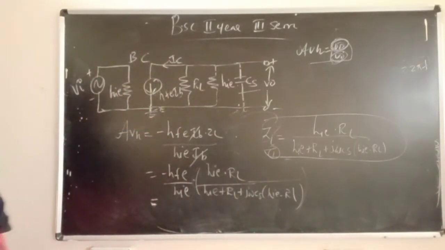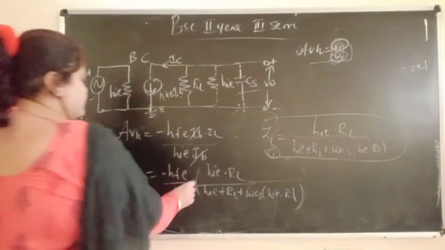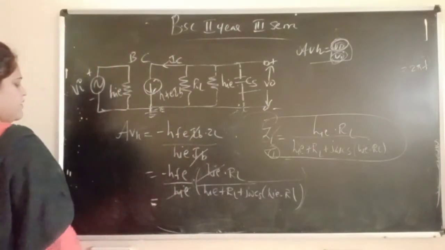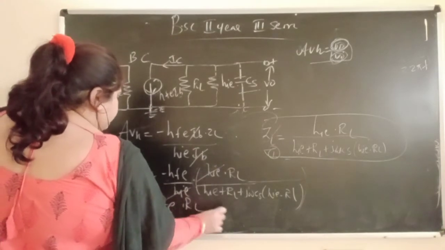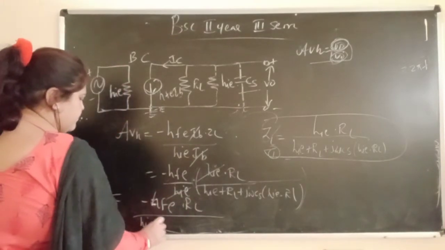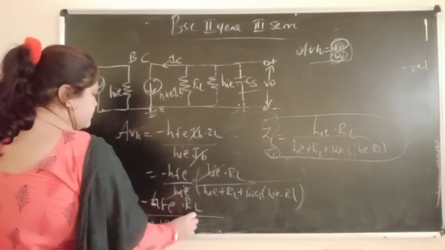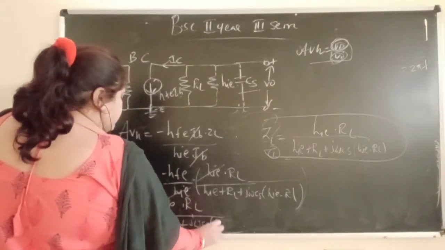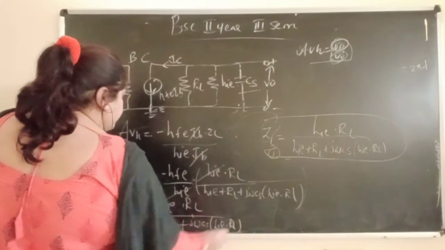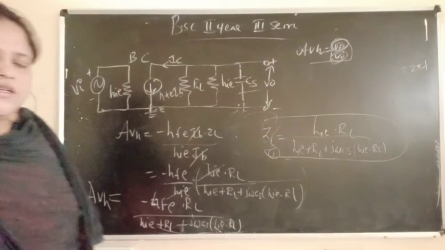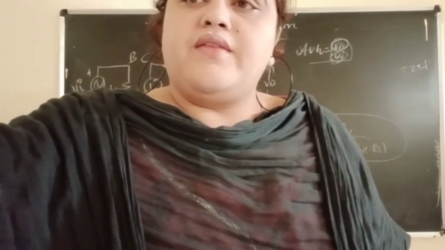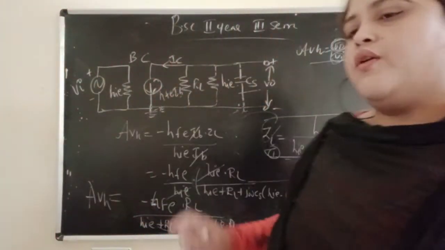Okay, this is your ZL value. After that, this and this will be cancelled. You will get this equation: HFE into RL by HIE plus RL plus j omega CS HIE into RL. Now, this is what? AVH. What is this equation we got just now? AVH. So just now we got this equation.